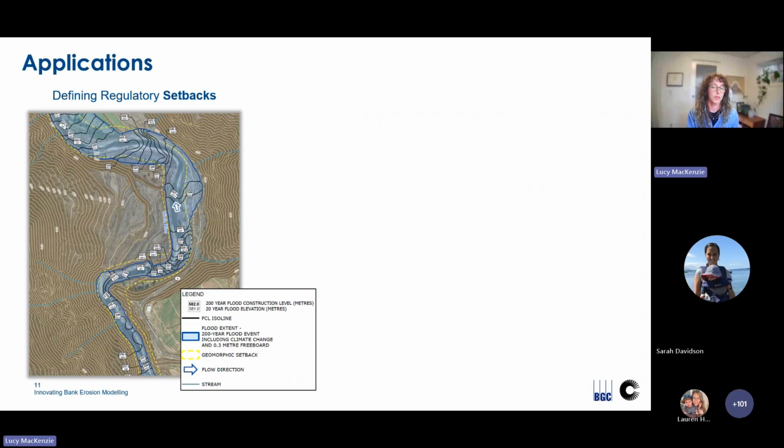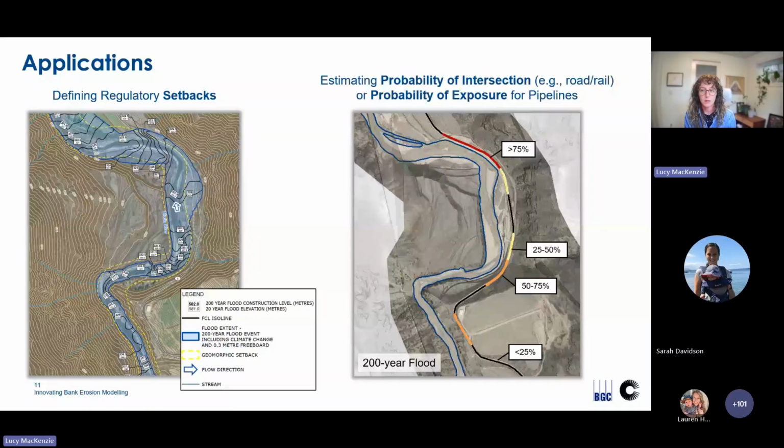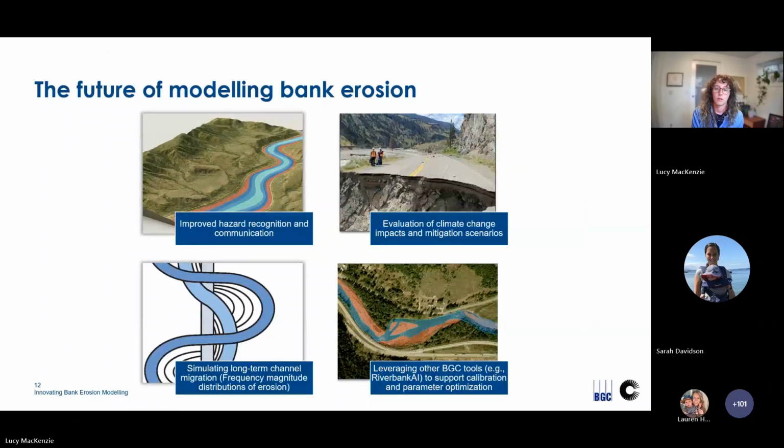While it allows us to create the regulatory lines on a map, for example, the geomorphic setback shown here in yellow on the floodplain map, it opens up a whole new world of probabilistic estimates. Shown on the right, each segment of the highway has been assessed for the probability of intersection during a 200-year flood. That means for the area highlighted in red, there's a probability of 75% or greater that this section will experience bank erosion during that 200-year flood. We're just at the beginning of unleashing our model on the world of potential problems that it can tackle.